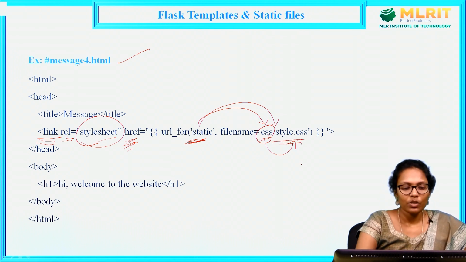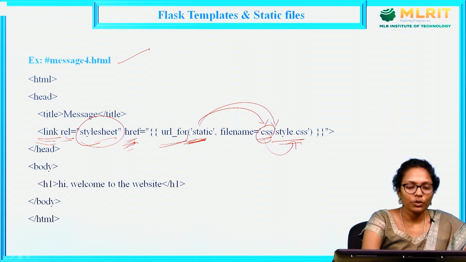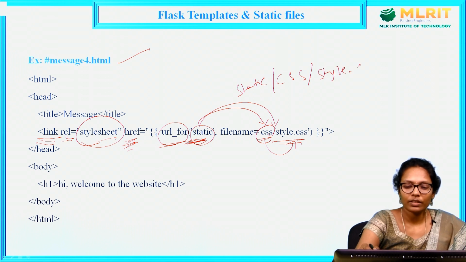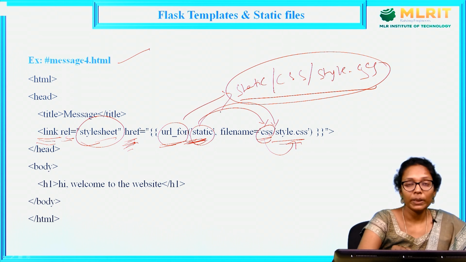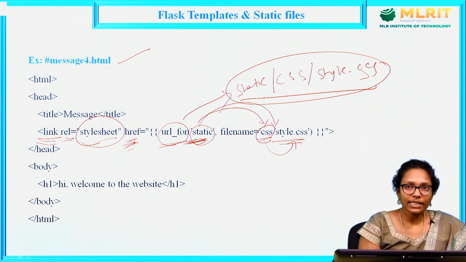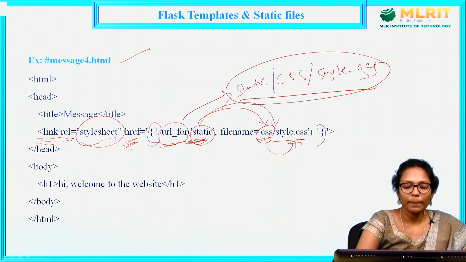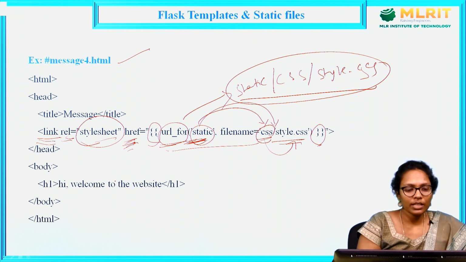What is in the style.css? We will see now. Using the url_for method, you can build the URL. Static is the main folder, under this we have CSS, and under this we have style.css. In this way the URL will be built here. It's a Python statement, so you need to write it within these braces. So href I'm giving like this, and the remaining thing is the same.